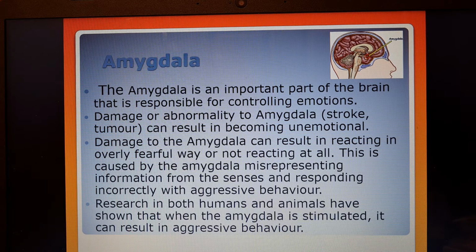Research in both humans and animals has shown that when the amygdala part of the brain is stimulated, it can in fact result in aggressive behaviors. And there are a number of animal studies that have been carried out which have shown that there's definitely a link between the stimulation of the amygdala and aggressive behavior.